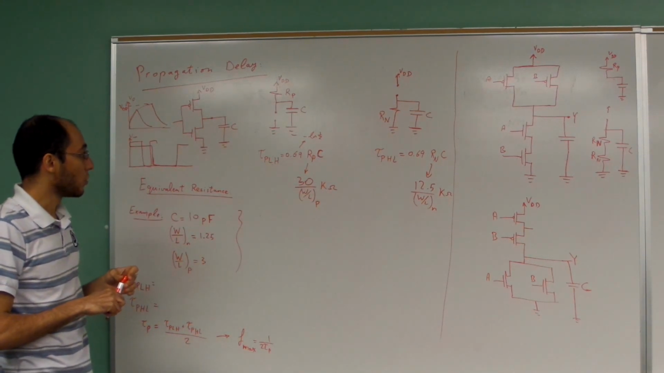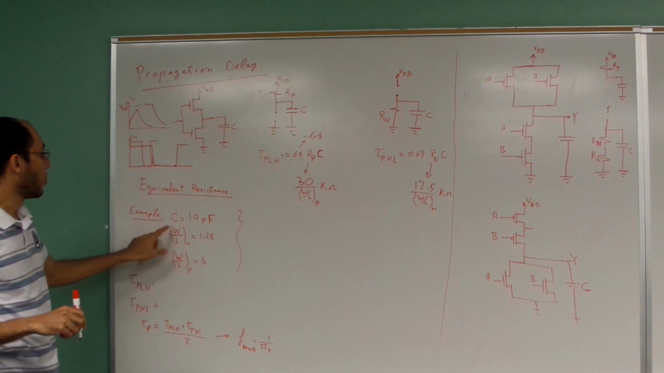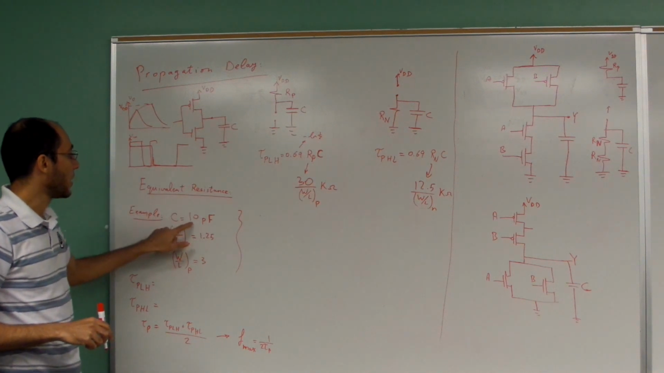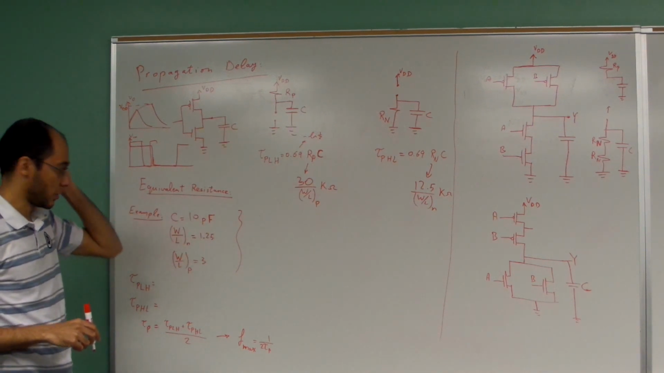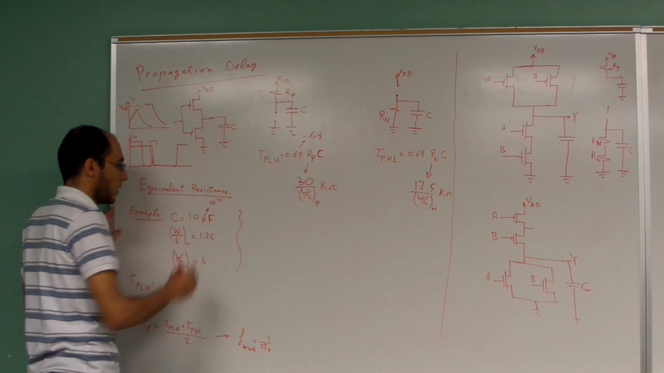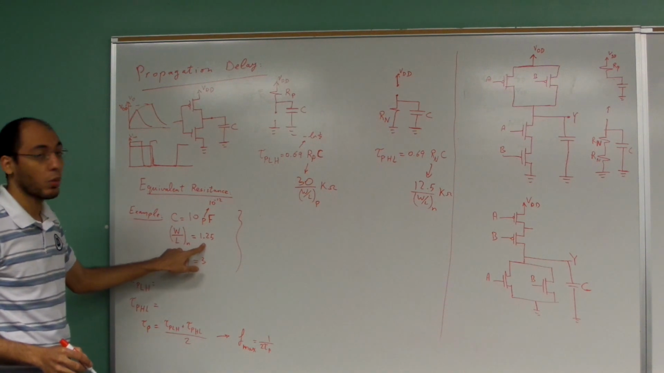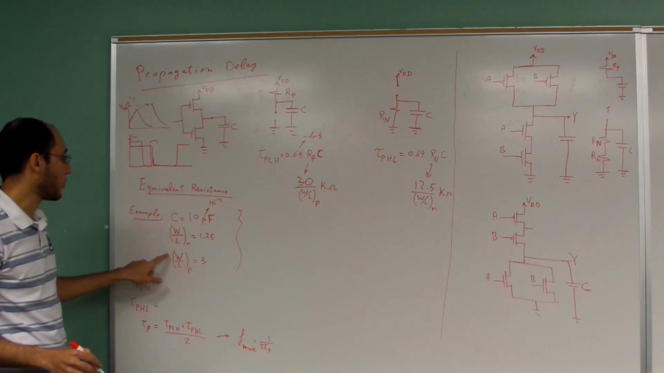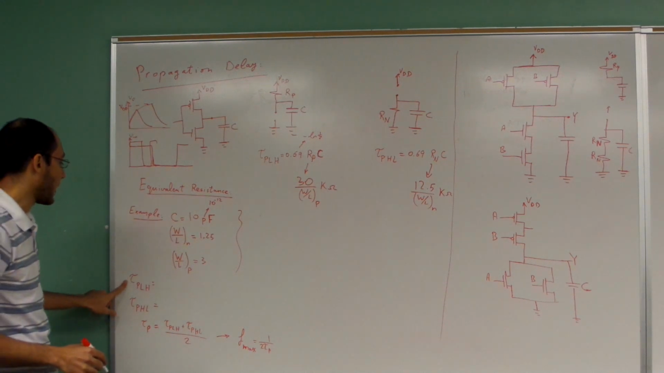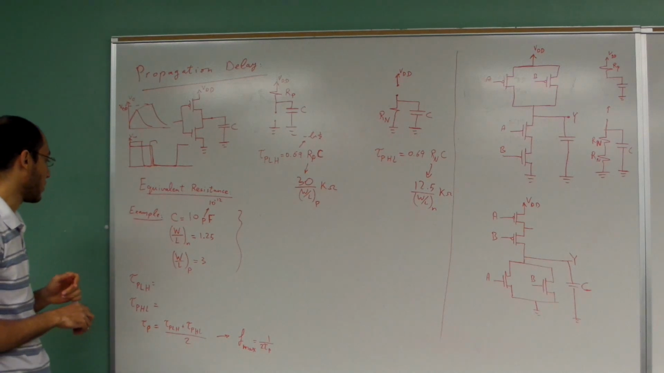Right? So let's take an example. We know that we've measured the value of the capacitance C to be 10 picofarads. Pico is 10 power negative 12. And the W over L for the N transistor is designed to be 1.25, and W over L for the P transistor is designed to be 3. What is the value of the propagation delay from low to high, and that from high to low?